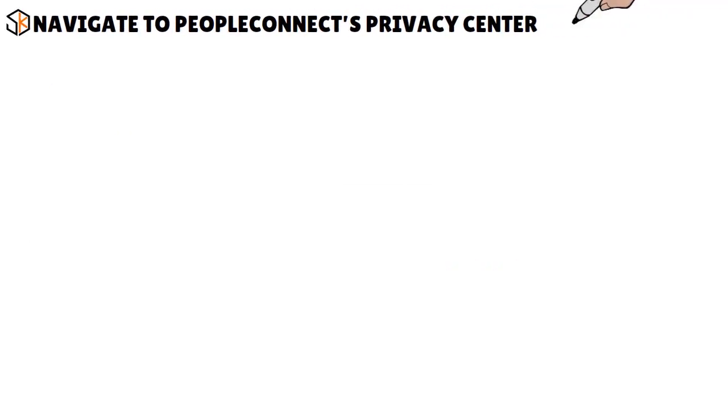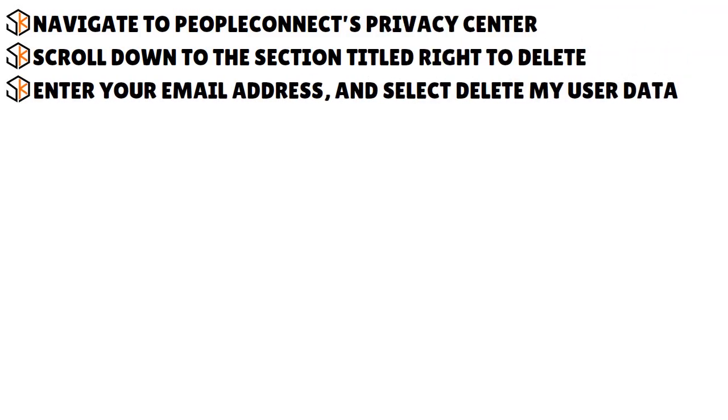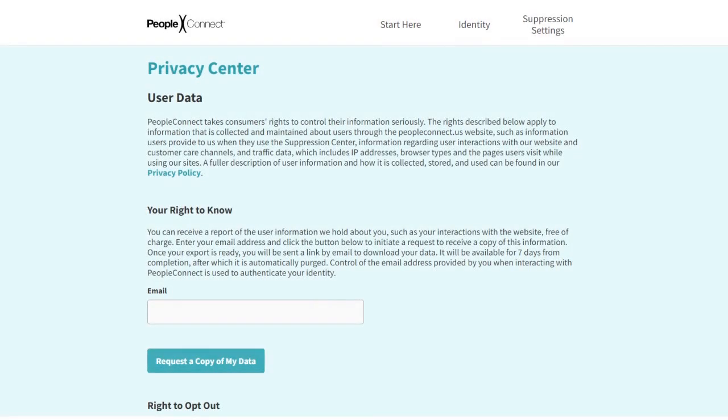So you want to navigate to PeopleConnect's Privacy Center. You want to scroll down to the section titled Right to Delete. Very important, Right to Delete. And there, you want to enter your email address and select Delete My User Data. So you have to be really specific there.